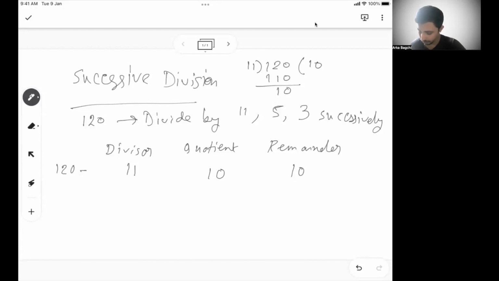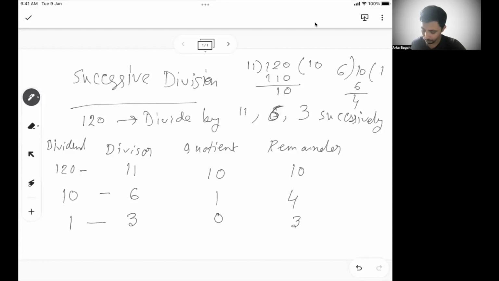So my dividend here is 10. Let's say instead of 5, I have 6. So my divisor will be 6. If I divide 10 by 6, I'll have a quotient of 1 and 4 as the remainder. Then again, my quotient becomes my dividend and my divisor is 3. My quotient will be 0 and my remainder will be 3. If you divide 1 by 3, you will get 0 and you will get 1 as a remainder.